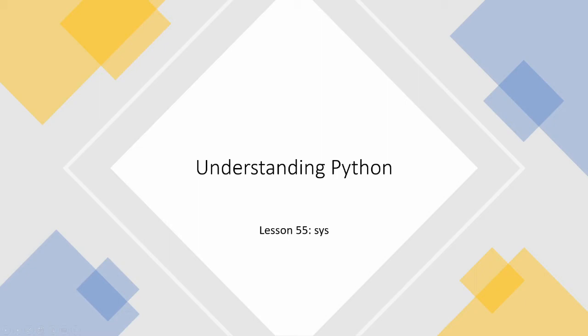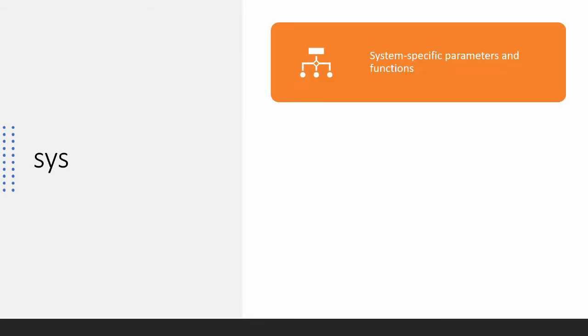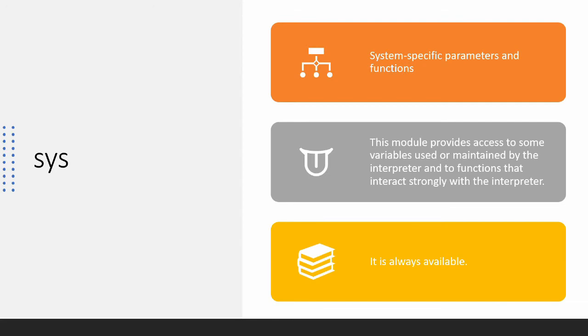Welcome back. Today we're going to be looking at sys in Python. As you can imagine, sys is short for system, and this is a module that really interacts with your specific system. So sys stands for System Specific Parameters and Functions, and it provides access to variables used or maintained by the interpreter and functions that interact strongly with the interpreter. And this is a module that's always available on every version of Python.